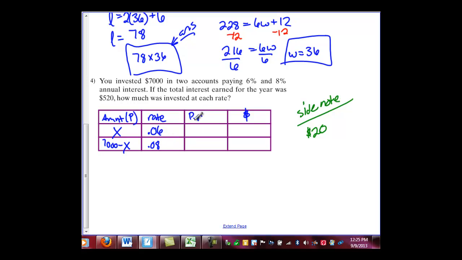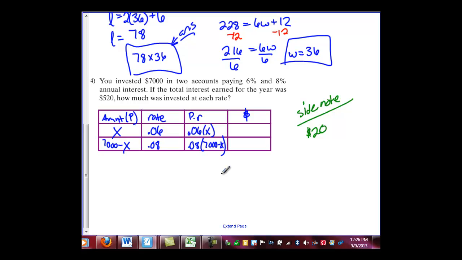All right, so P times R, or the amount times the rate. We're going to have the 0.06. Well, I don't need it, but X. Sorry about the parentheses. I'm thinking about the next part. And then the 0.08 times 7,000 minus X. So algebraically, that's how I can put the amount of money I've made in each account.